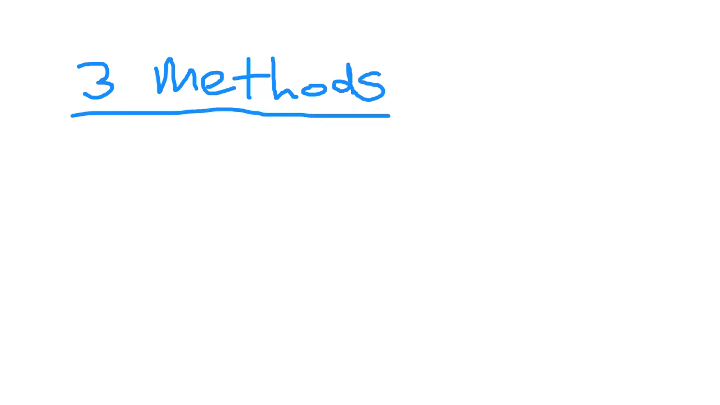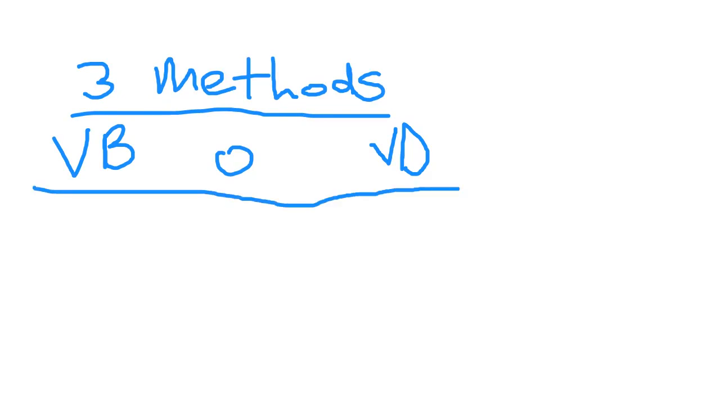Let's name them A, B, C: venue-based, online, and what is the other one? Video teaching. So we have these three methods, isn't it? We want to check the effectiveness of these three methods.